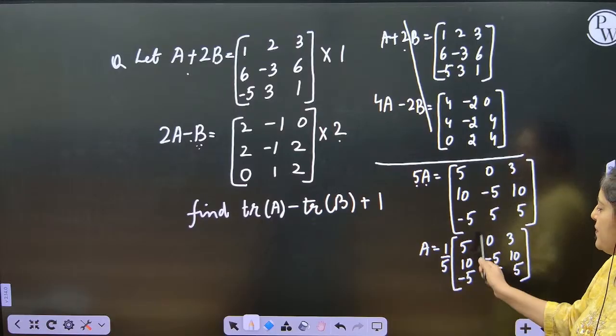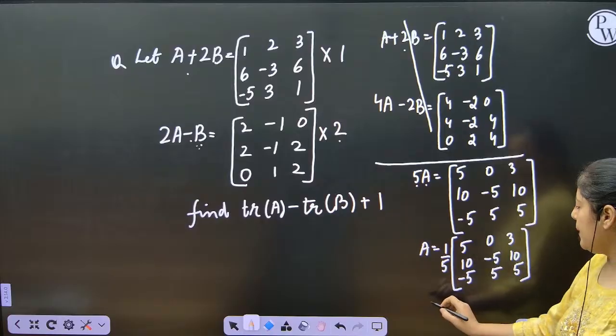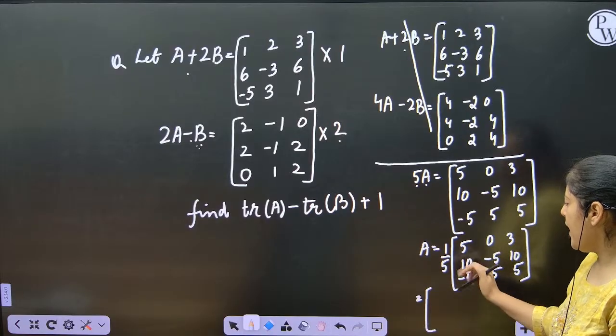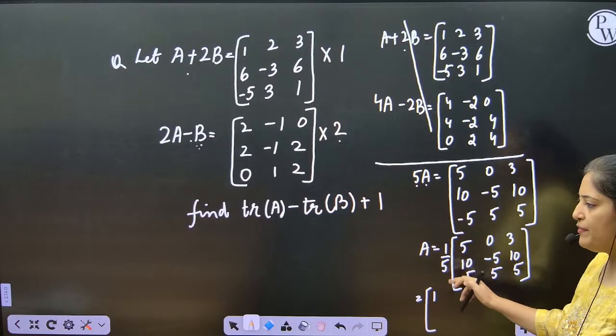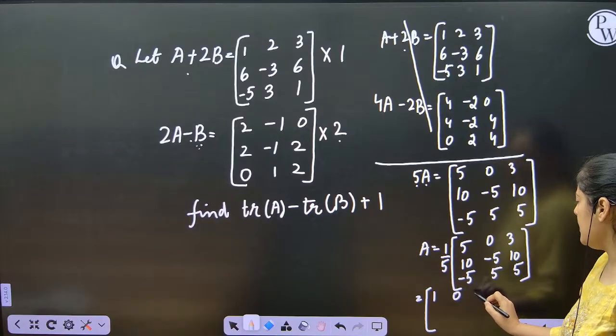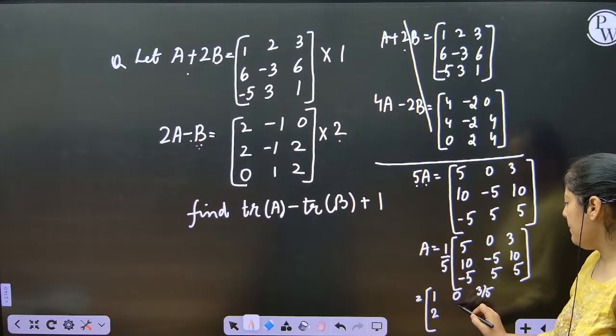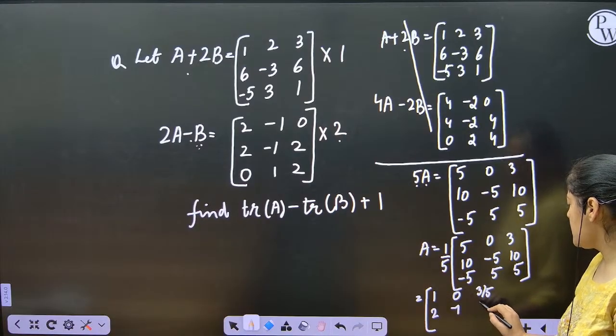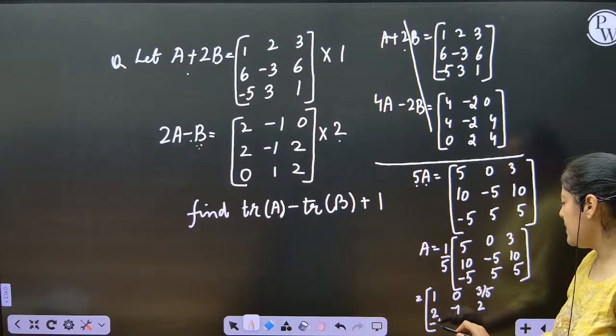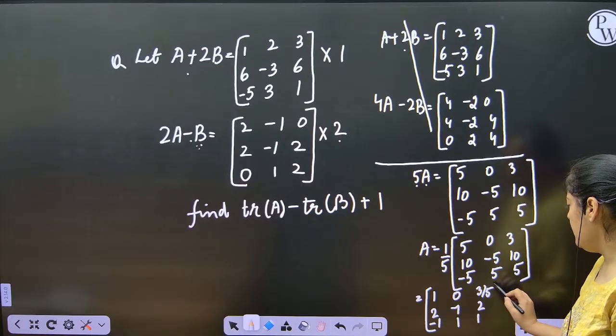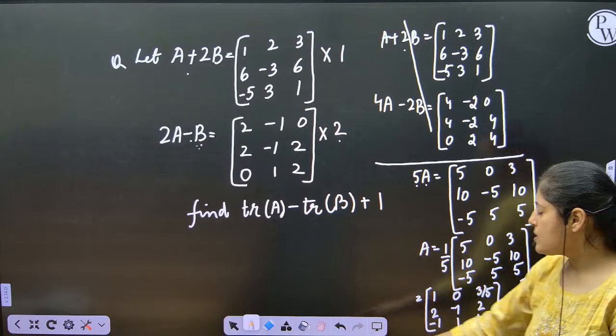Now this 5 will be divided with all the numbers. So what will come? When I divide 5 by 5, it will become 1, 0, and this will become 3 by 5. This will become 2, minus 1, 1, and 1. This is minus 1.